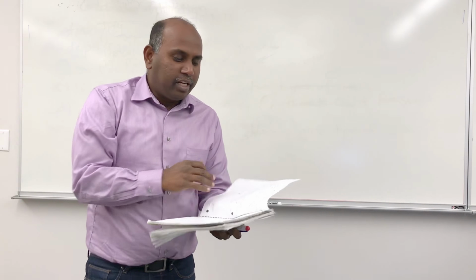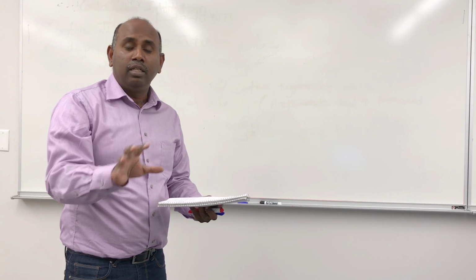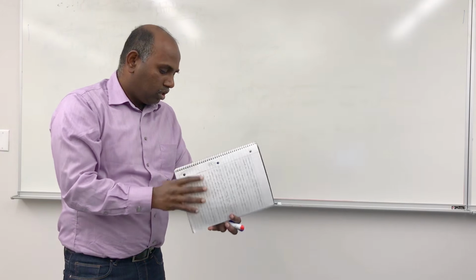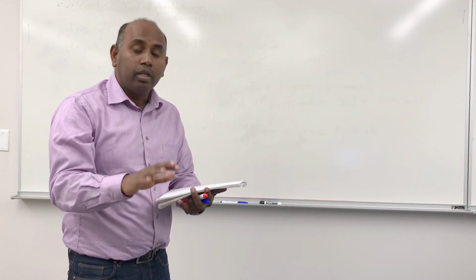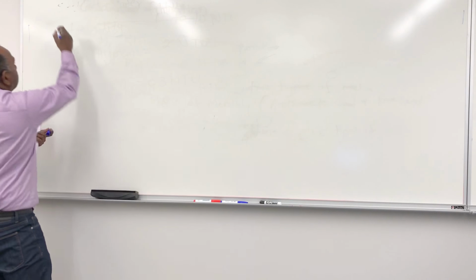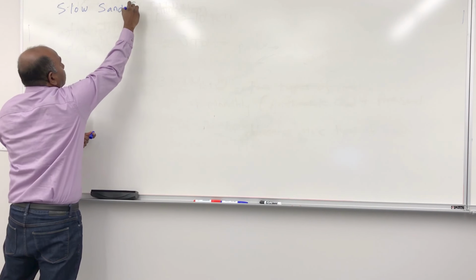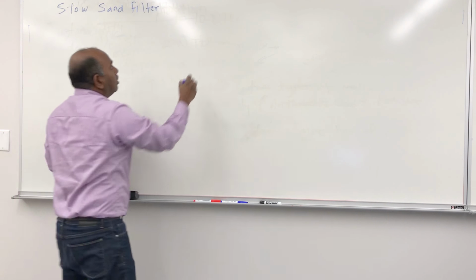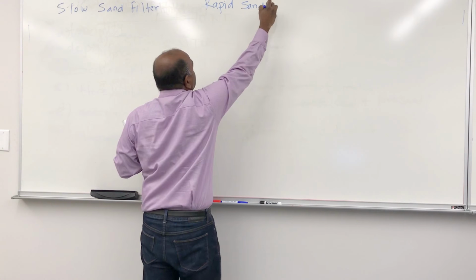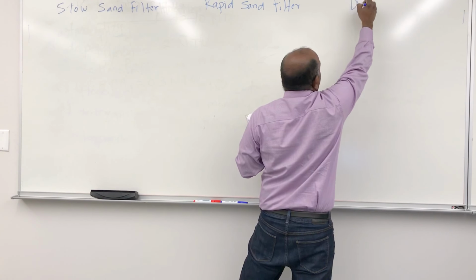So we looked at five different types of how particles can settle inside a filter. Now what I want to do is talk about the difference between the types of filters that we saw earlier. We started with the slow sand filter, and then a rapid sand filter, and then a dual media filter, or two types of media.